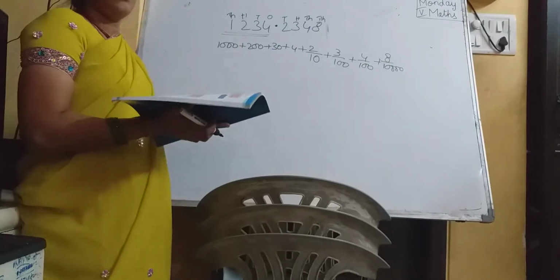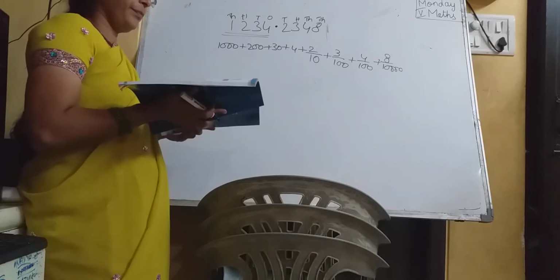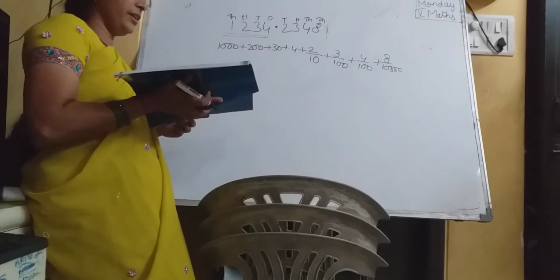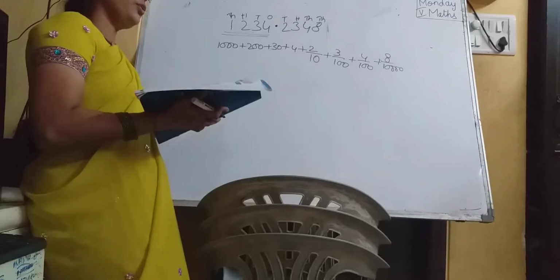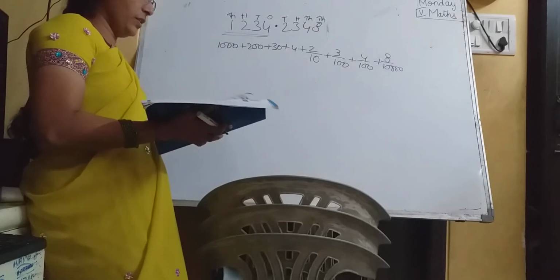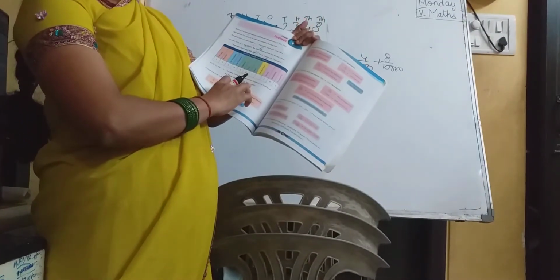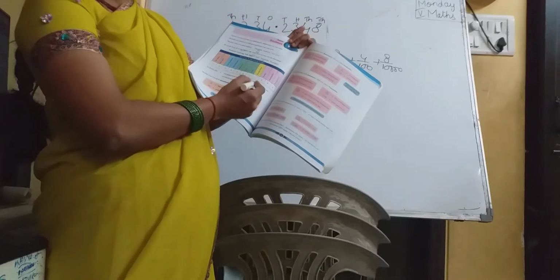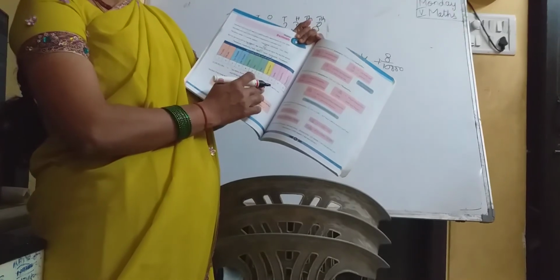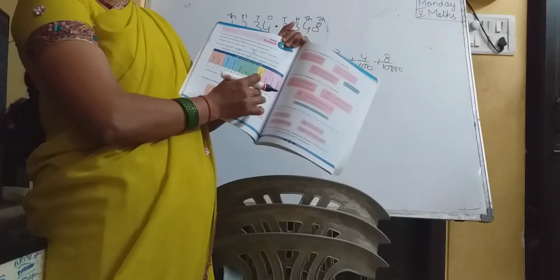Tenths, 100ths, 1000ths. Yes, children, today what will you do in your classwork? Open your classwork. After you do the BODMAS sums, you are going to write all this page. Till this. Only till here, children. Till 1000. From here till here. Okay?